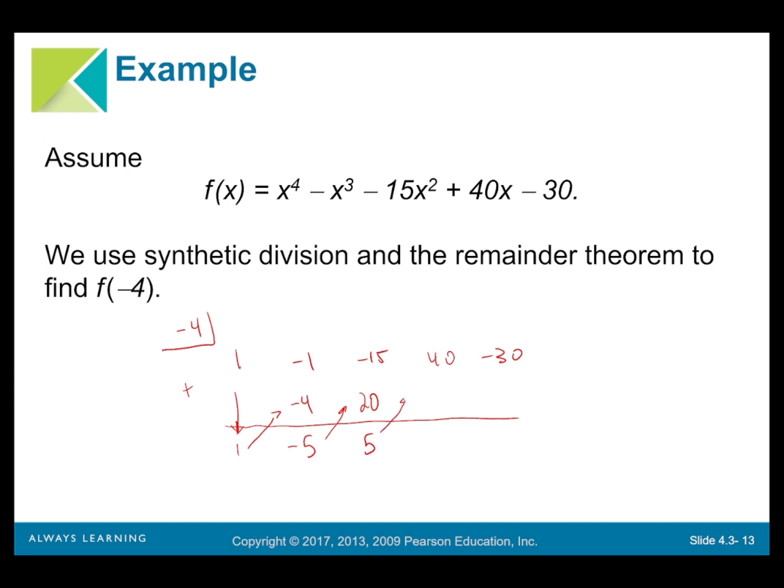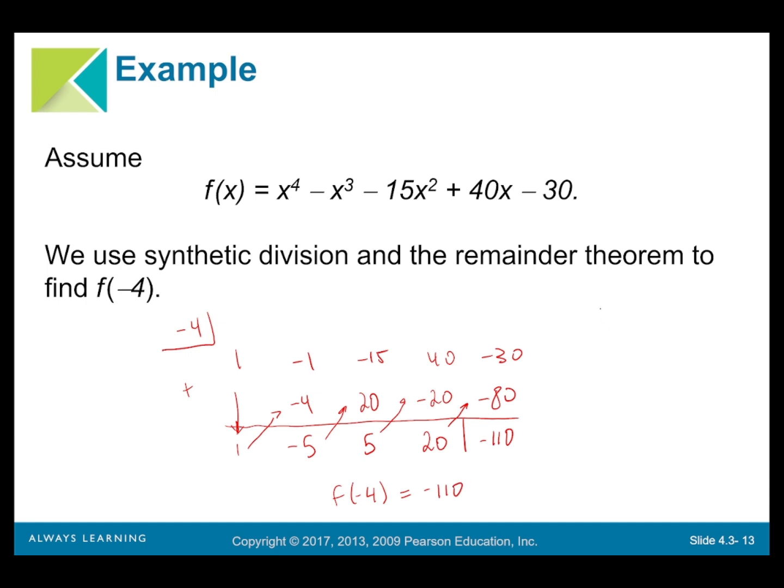Now we do 5 times negative 4, which is negative 20. 40 plus negative 20 is 20. One more time, negative 4 times 20 is negative 80. And negative 30 plus negative 80 is negative 110. And so that's our remainder, the minus 110. And that minus 110 is our answer. f of negative 4 is minus 110.